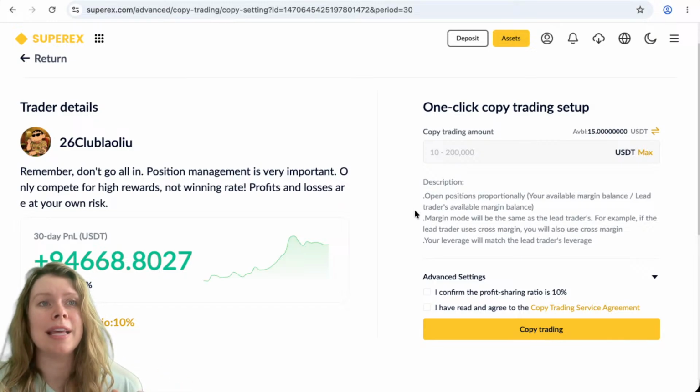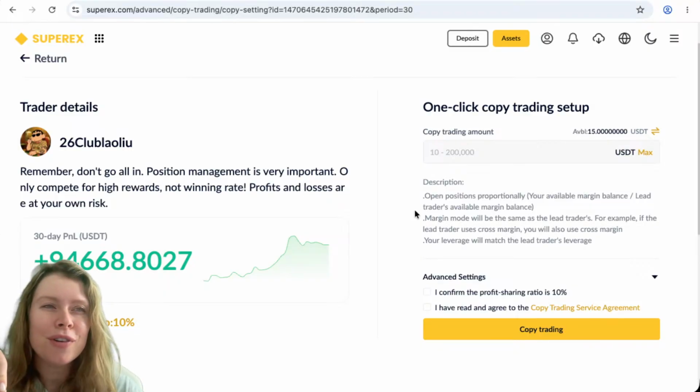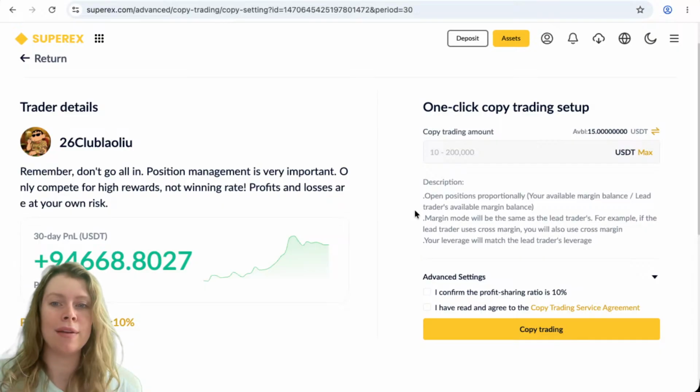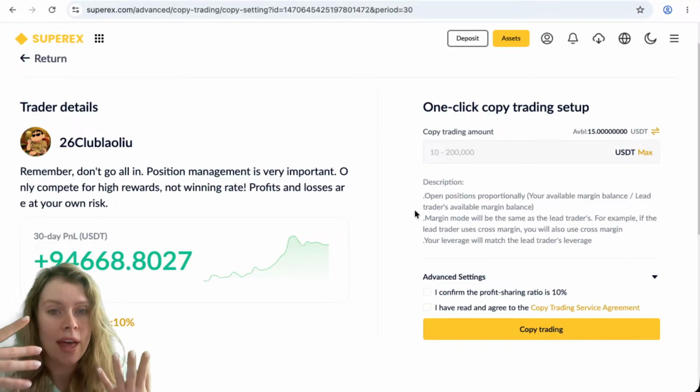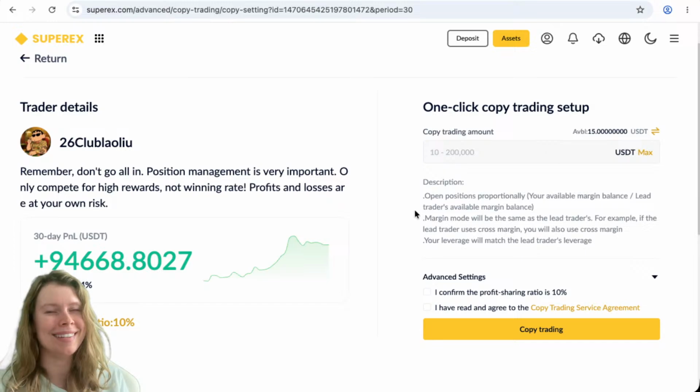Margin mode will be the same as the lead trader's. For example, if the lead trader uses cross margin, you will also use cross margin, okay? That makes sense. Your leverage will match the lead trader's leverage, okay? This is something that you guys really need to pay attention to. So don't get into override of these. They're literally just riding shotgun. So remember, we want to follow what they're doing. They are the expert, and we're just piggybacking on their success.